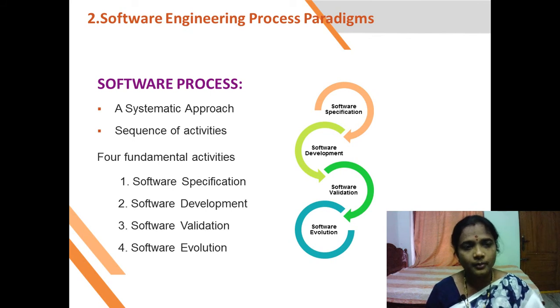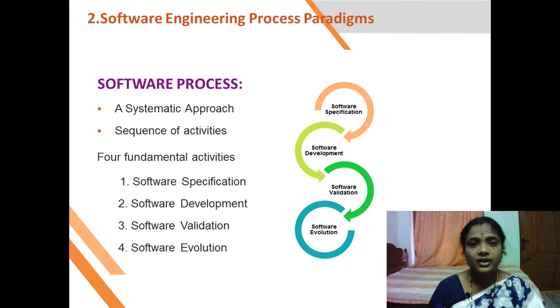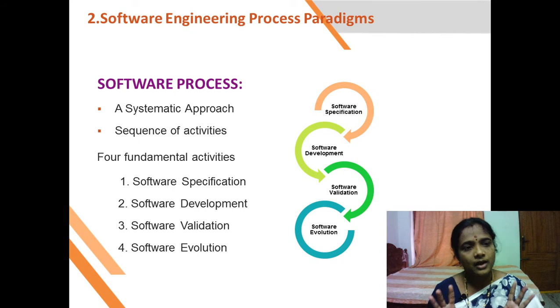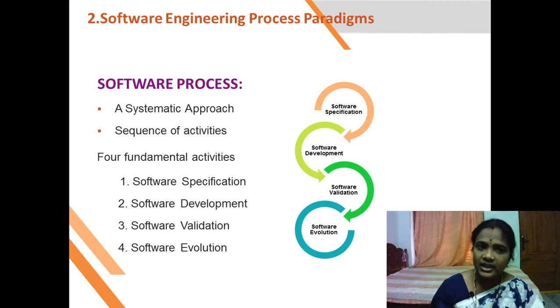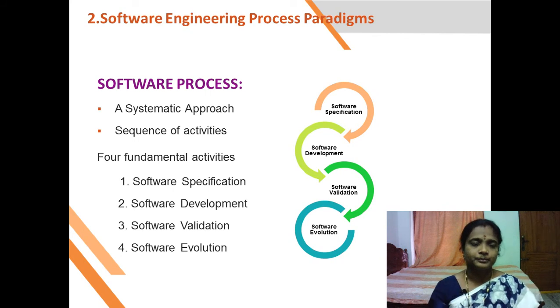That is software maintenance. So software process is nothing but a systematic approach in developing a software project, and it is a sequence of activities in a software project. There are 4 fundamental activities: software specification, development, validation and evaluation.